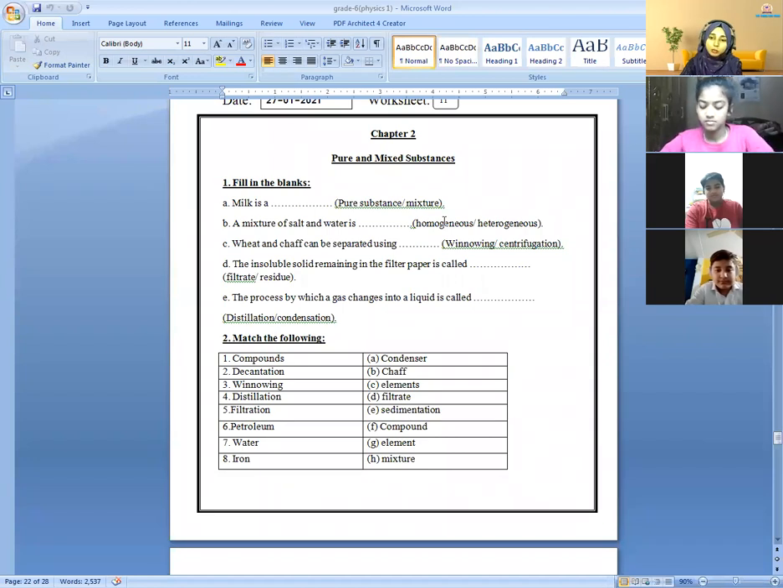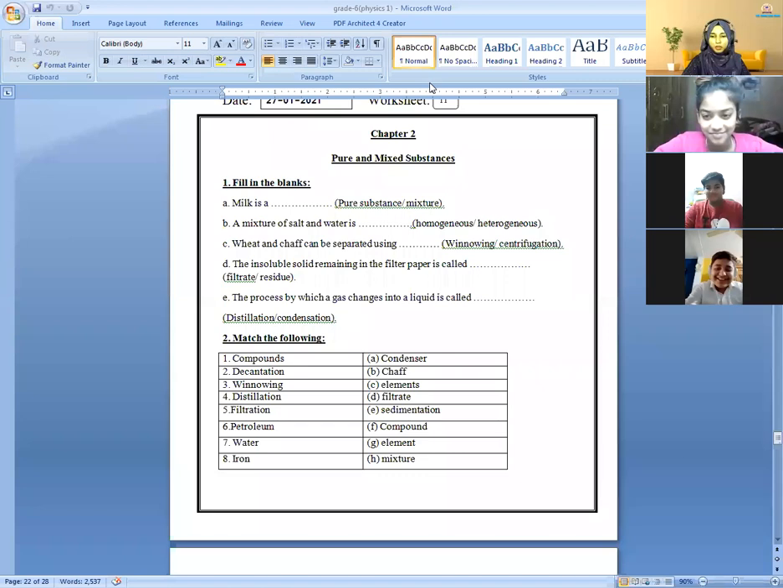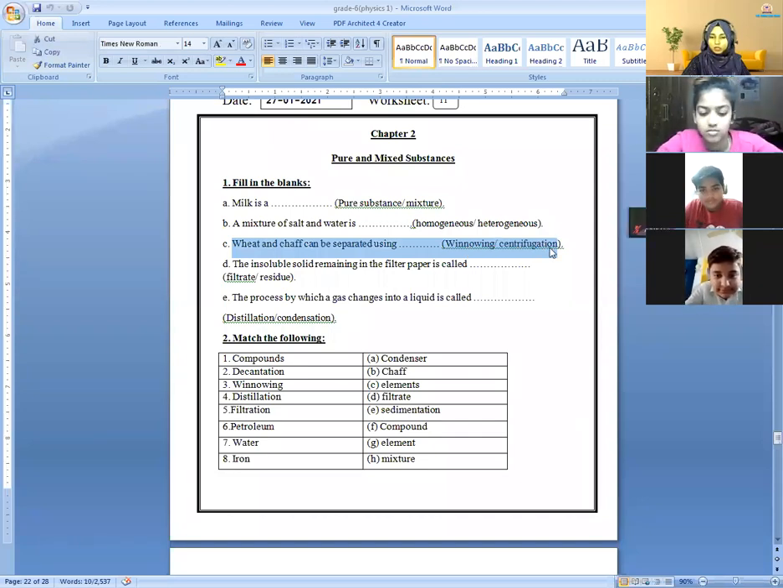The answer is homogeneous. Then why did you give me the answer heterogeneous? Homogeneous is the answer. Means I didn't say anything. Okay, fine. Number C, wheat and chaff can be separated using winnowing or centrifugation. Which one? Centrifugation.